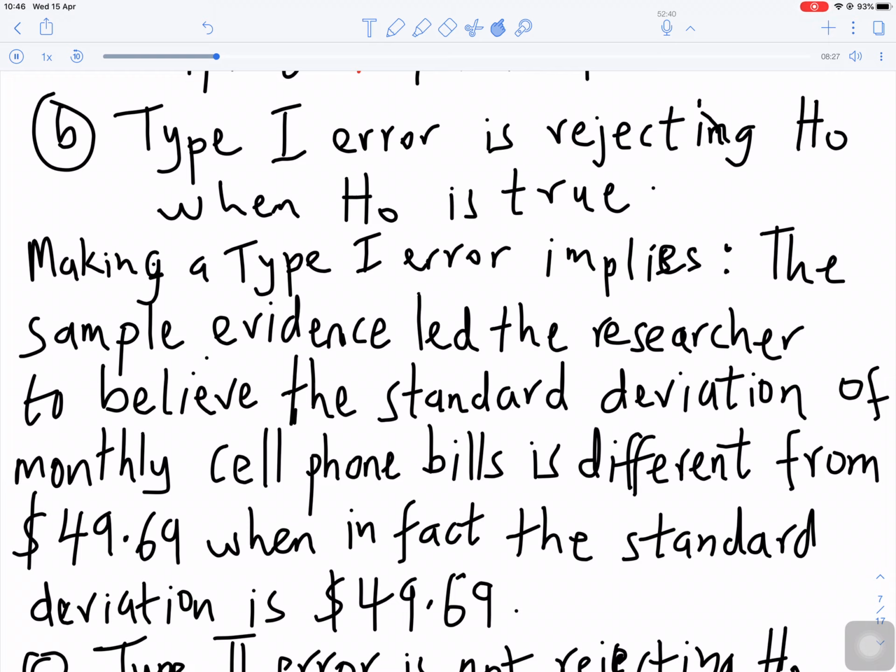So when we look at this very problem, how do we explain what it would mean to make a type 1 error? Making a type 1 error implies that the sample evidence led the researcher to believe the standard deviation of monthly cell phone bills is different from $49.69, when in fact the standard deviation is $49.69. Remember, the researcher is testing the hypothesis with sample data. So if the researcher concluded by rejecting H0, whereas H0 is actually true, then the sample evidence led the researcher to believe the standard deviation is different from 49.69, when in fact it is 49.69.